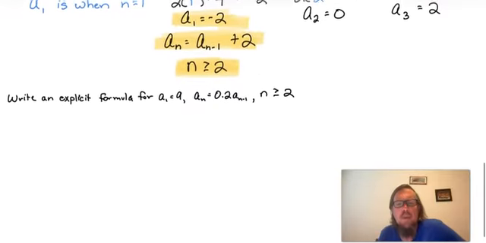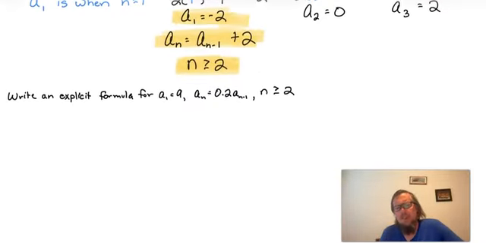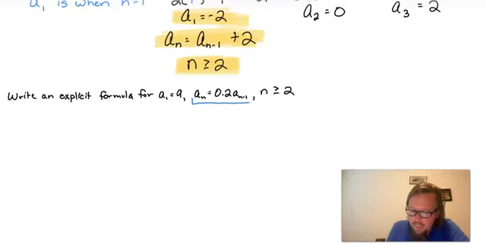I think going from a recursive formula to an explicit formula is much, much easier because a recursive formula tells you the two things that you need to know for an explicit formula. First of all, this explicit formula that we're going to write is going to be geometric, and we know it's going to be geometric because this piece tells us that a sub n minus 1 is being multiplied by 0.2.